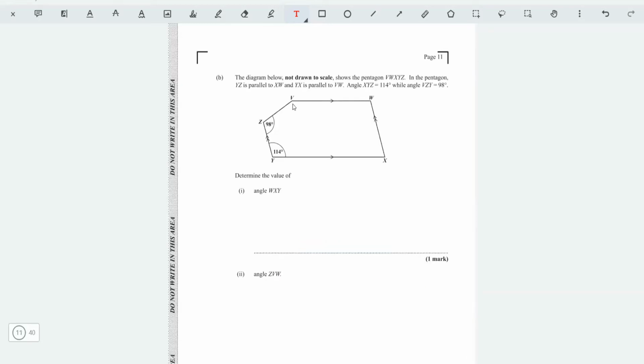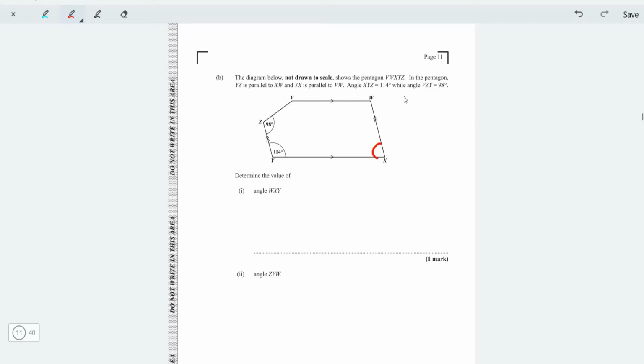This question says the diagram below is not drawn to scale. We have a pentagon here, and in the pentagon, YZ is parallel to XW. Once there are two parallel lines, we can start to think about co-interior angles. YX is parallel to VW. Angle XYZ is 114, while angle VZW is 98. We are supposed to find angle WXY. Angle WXY is this one right here.